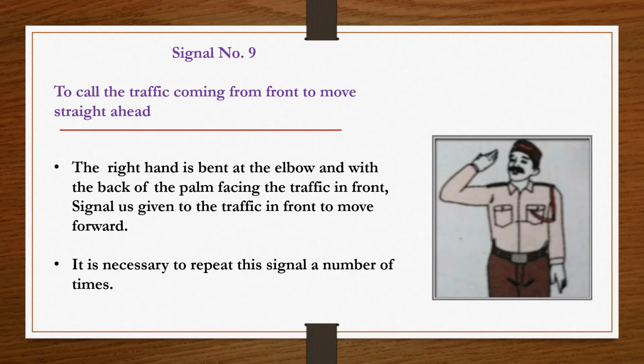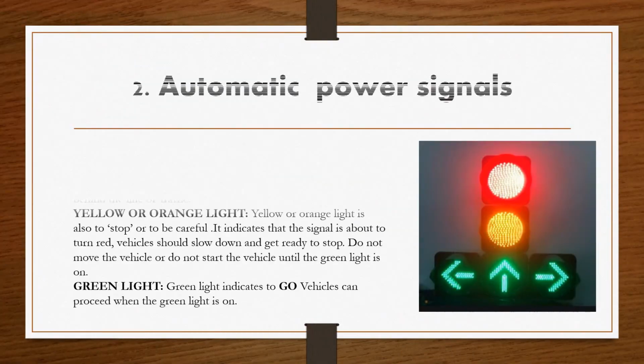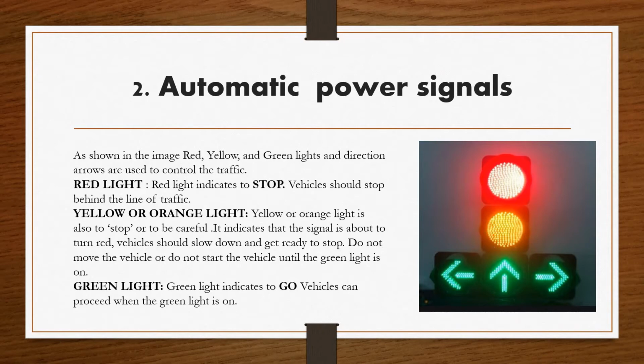After learning traffic hand signals, let's move to learn automatic power signals. Number 2. Automatic power signals. Students, you must have seen these automatic power signals on the road. As shown in the image, red light, yellow light, green light and direction arrows are used to control the traffic.